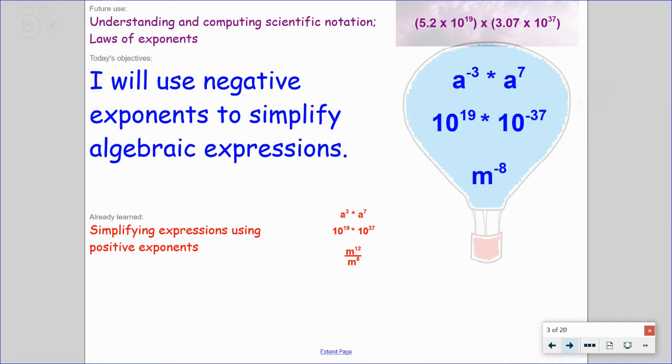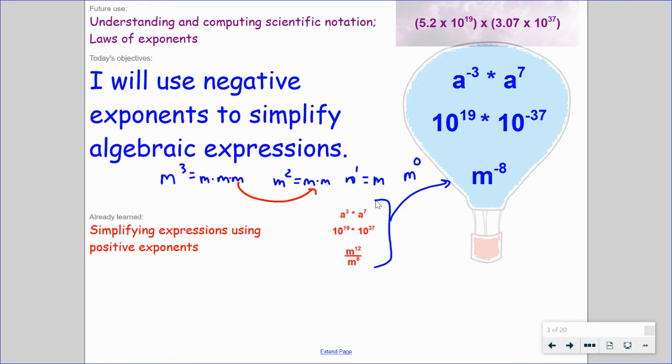Goal today, take everything we've learned about simplifying expressions with positive exponents and change it to negative. Now, I want you to think about this. You all know m to the third means m times m times m, and m to the second, that would be an m times an m. M to the first, that's a single m. How about m to the 0? Well, we learned if we go ahead and divide by another m, cancel out, divide by another m, cancel out. What's m divided by m? That's 1.